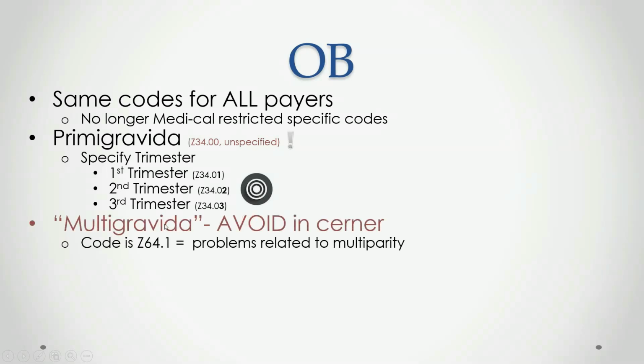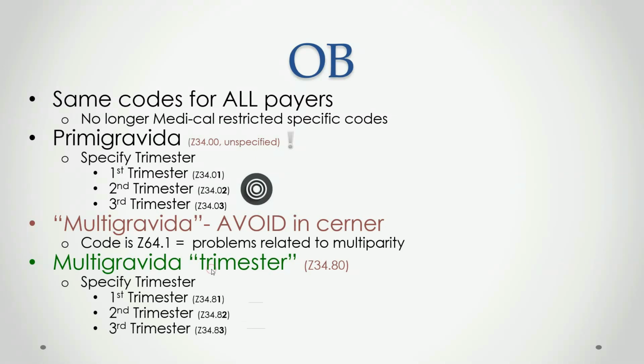Multigravida: don't put in multigravida by itself. If you put in multigravida by itself in Cerner, you're going to get a Z64.1 code, which actually translates to problems related to multiparity in the ICD-10 manual. What you want to type in is multigravida trimester specific. When you do this, multigravida first trimester, second trimester, third trimester, you will, once again, get the correct code and you will get a target symbol. So the thing to walk away from here is to avoid multigravida by itself.